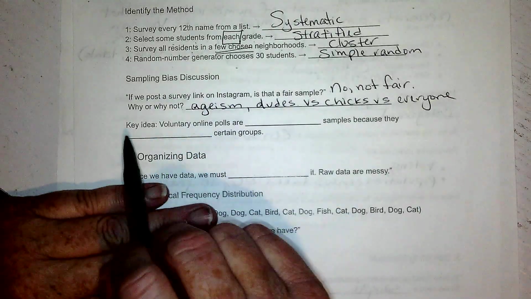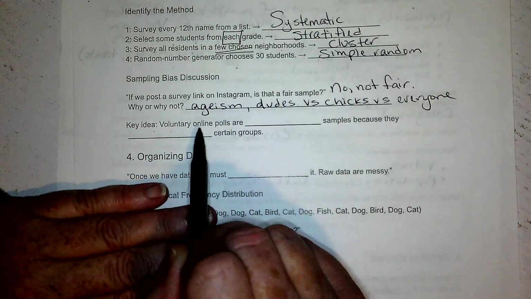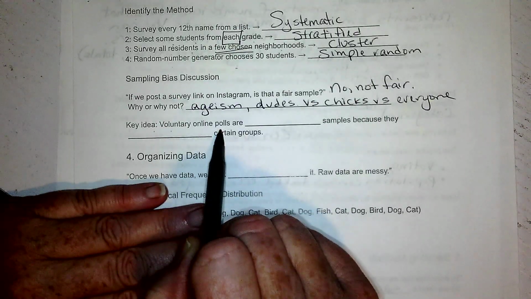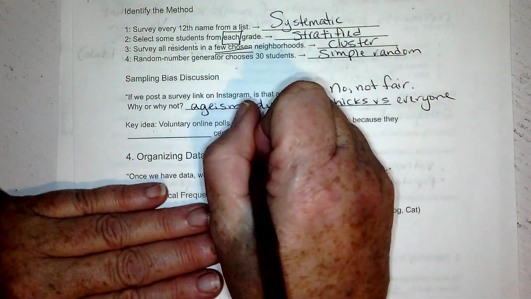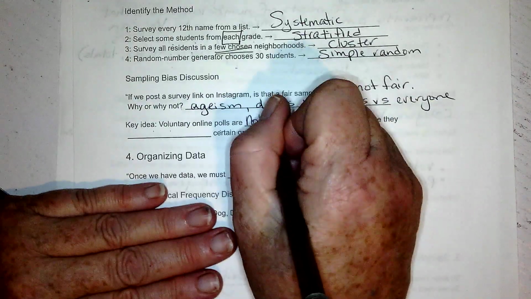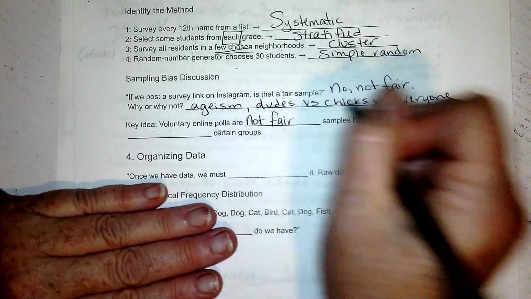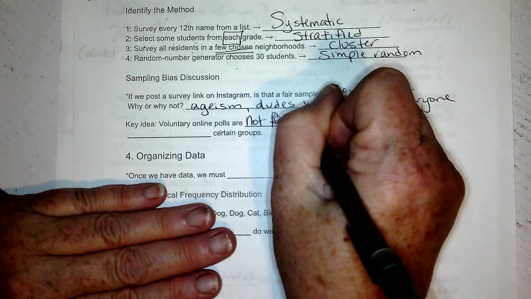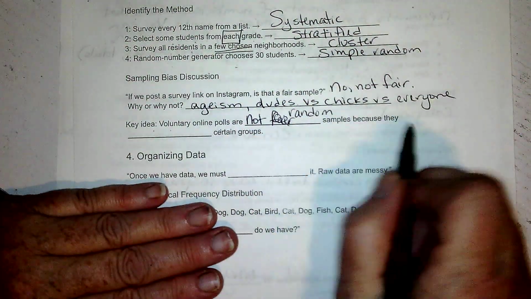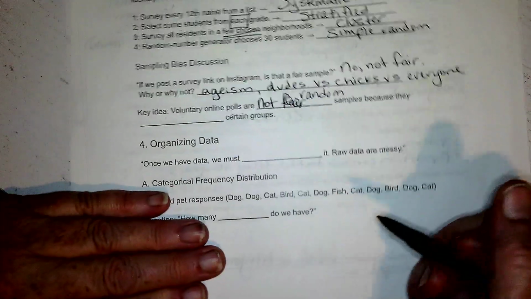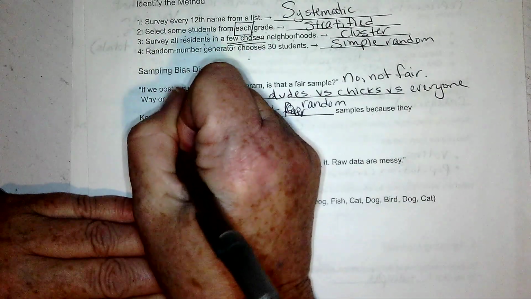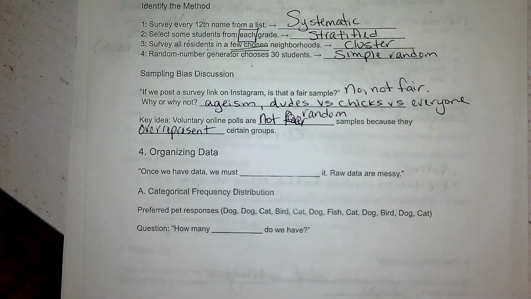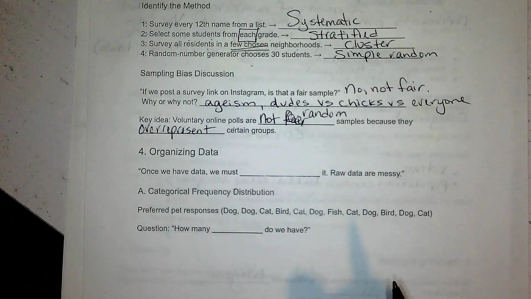Probably not. Key idea: voluntary online polls are not random. They're not random samples. So they're not going to be a good representation. I'm sorry, not fair, not random. And you want random. Because they overrepresent certain groups. And they underrepresent others, of course.